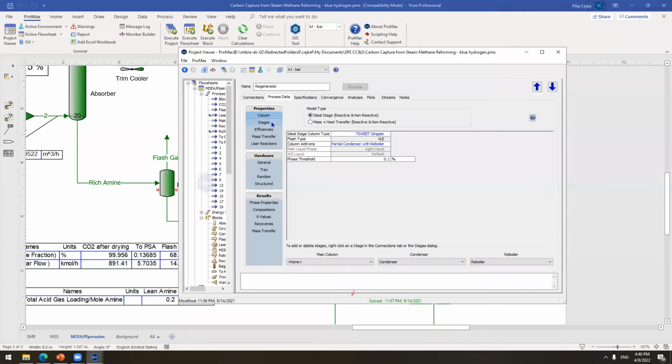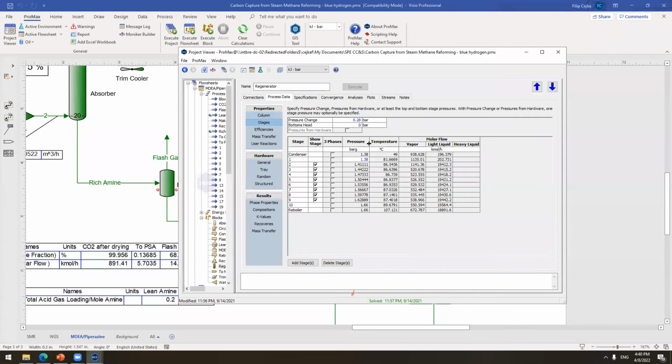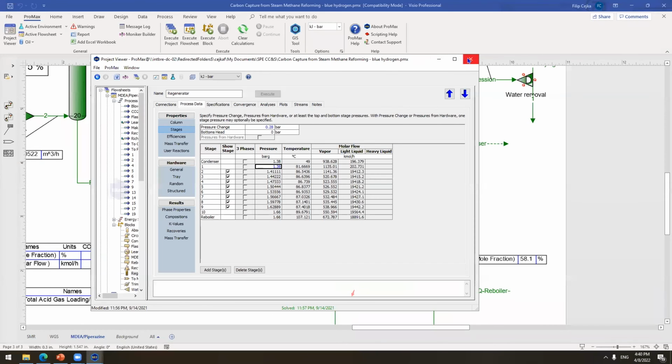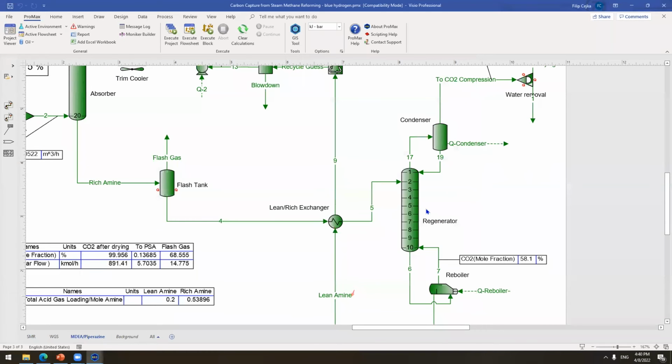Then if you look at the stages, you can see right here that we specified our pressure to be 1.48 bar gauge. Sorry, I'm just going to move it a bit. So you can see here we were coming from 3.89. So we're going to flash it and reduce the pressure. I'm going to close this one. So reduce the pressure. And what we try to do in the regenerator, we're just trying to get rid of the CO2.